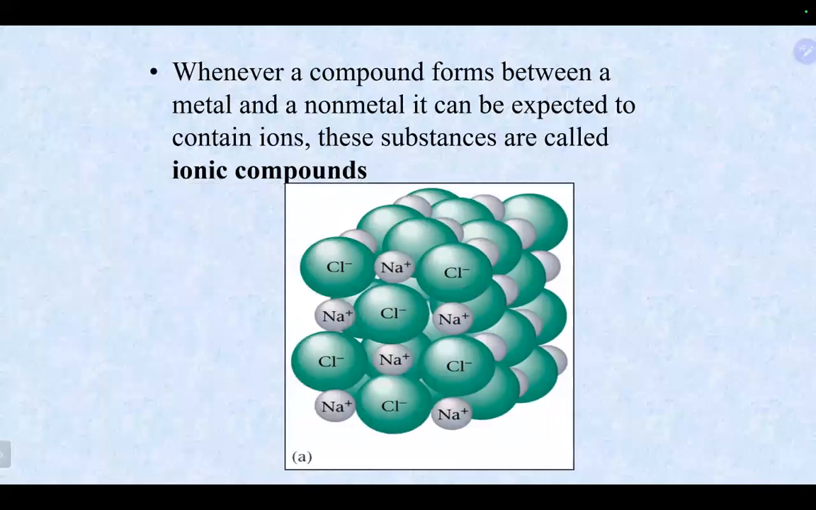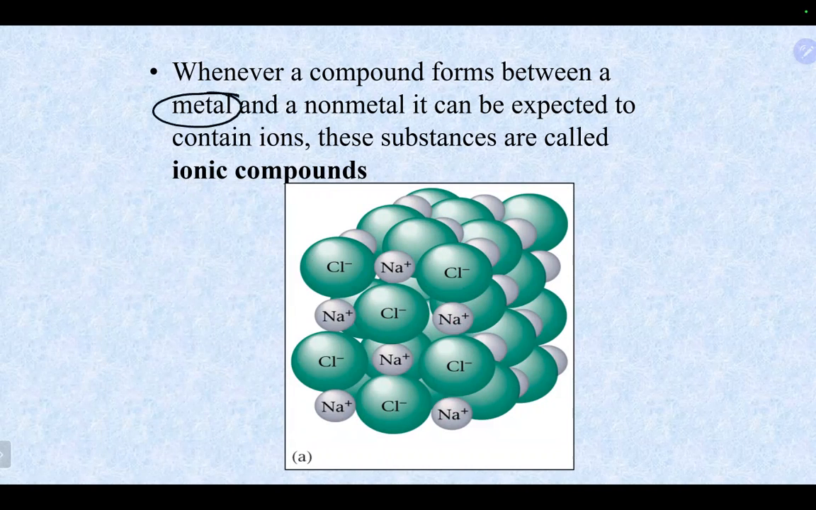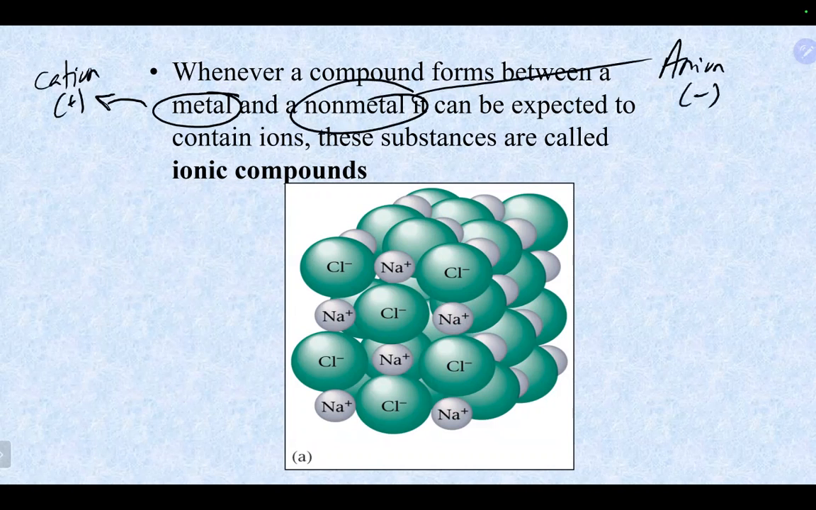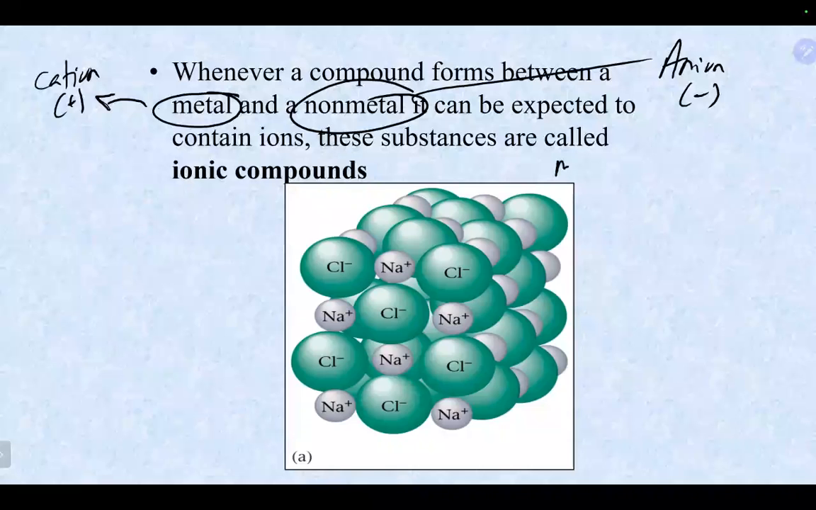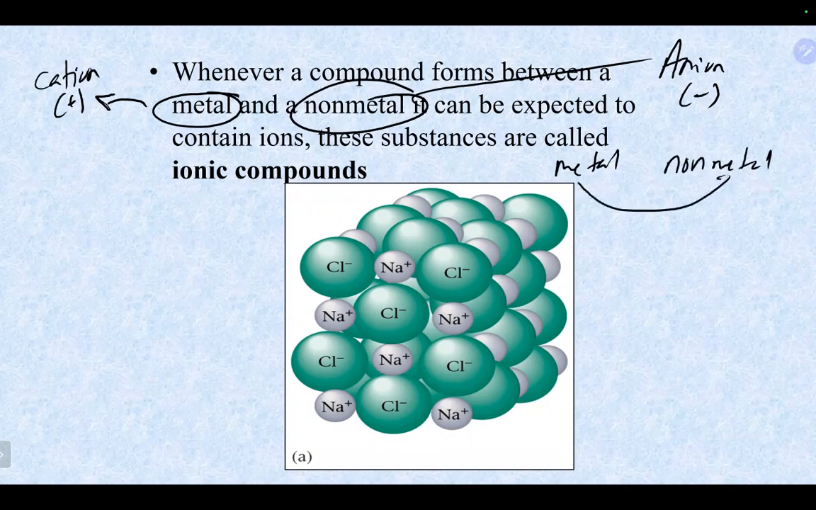Now, whenever a compound forms between a metal and a non-metal, and once again, it is the metal that always makes the cation, which is our positively charged ion. And it's always the non-metal, which makes our anion, which is the negatively charged one. And by the way, what happens is basically it is the metal that transfers electrons to the non-metal. We make an ionic compound as a result of that.